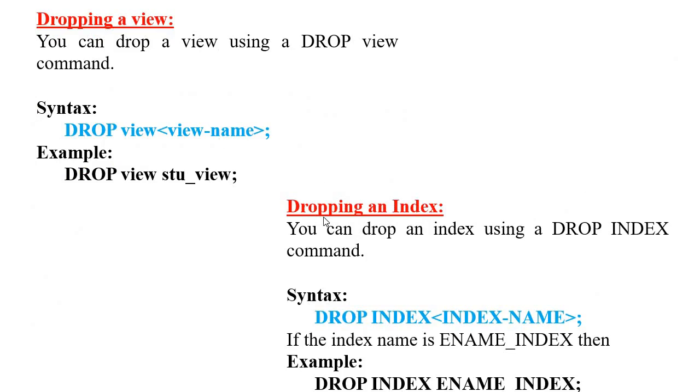Like a view, an index can also be dropped from the memory. The syntax is drop index index_name. For example, drop index ename_index. When you give a command like this, the ename_index will be removed from the memory.